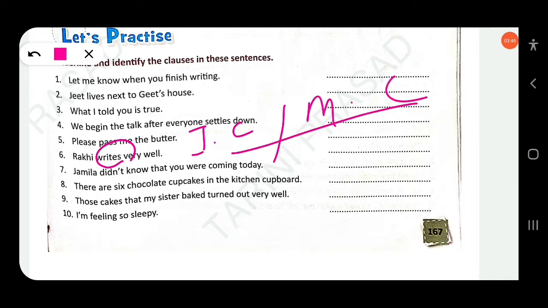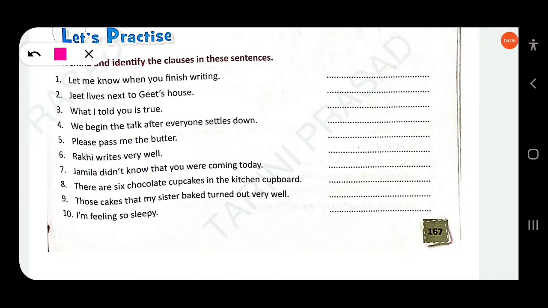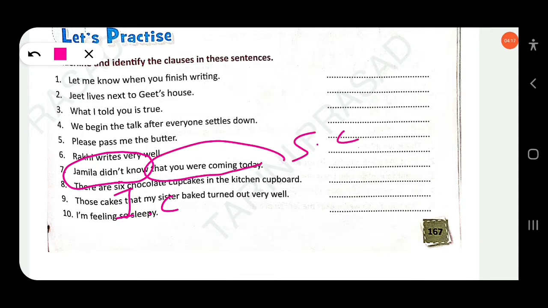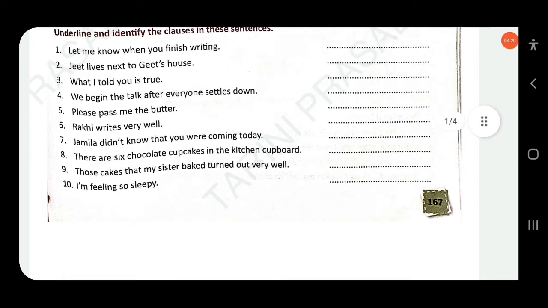Then next, Jamila didn't know that you were coming today. There are two verbs here, were coming and didn't know. So there is one independent clause and another dependent clause. Jamila didn't know is the independent clause, and that you were coming today is a subordinate or dependent clause. Then next, there are 6 chocolate cupcakes in the kitchen cupboard. There is only one finite verb, are, so this is an independent clause, or main clause.